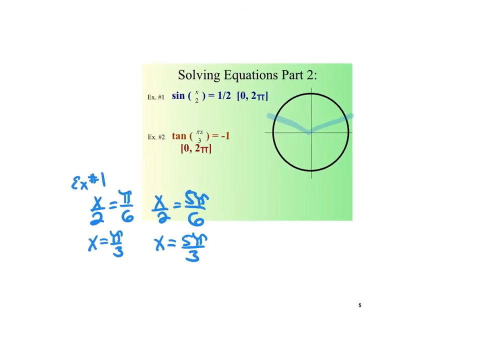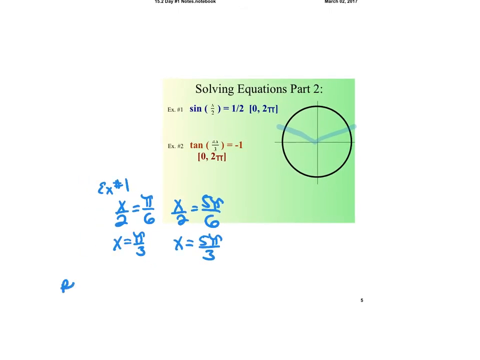Step 2 is to figure out your new period. So the period for sine is 2 pi. However, the b, it looks like, is 1/2. It's x over 2. Imagine that is 1/2 times x. So that means that the period is now 4 pi. So I think that I'm done because x equals pi over 3 and x equals 5 pi over 3. The period of this is 4 pi.